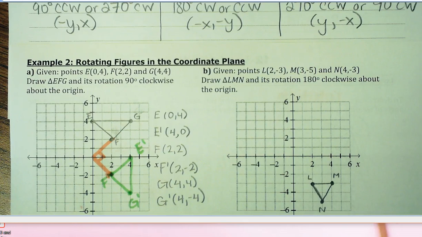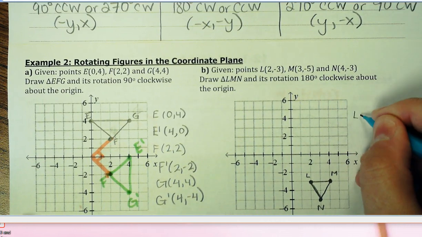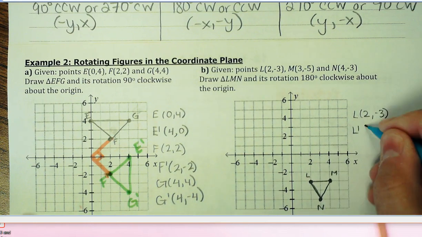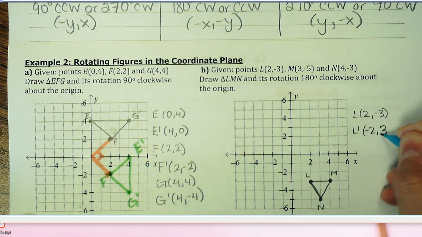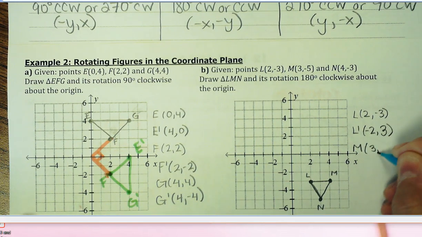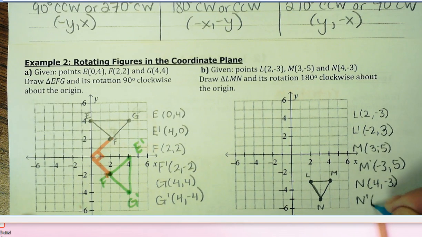Okay, now this one doesn't matter if it's clockwise or counterclockwise. This is 180, so I'm going to use that rule in the middle. So L is the point (2, negative 3). For L prime, we're going to keep both coordinates in the same spot and make them both opposites. M is the point (3, negative 5). M prime is going to be (negative 3, positive 5). And then you have N, which is (4, negative 3). So N prime is going to be (negative 4, positive 3).